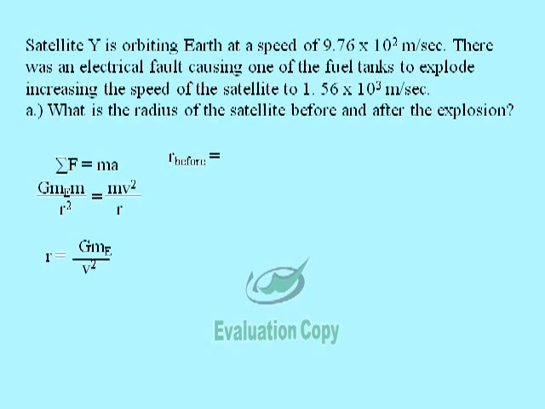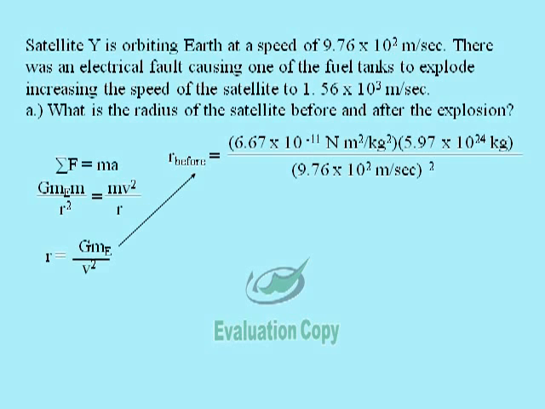Then for the radius before the explosion, you plug in 6.67 times 10 to the negative 11th newton meters squared per kilogram squared for the gravitational constant, and 5.97 times 10 to the 24th kilograms for the mass of the Earth. The velocity before the explosion occurred was 9.76 times 10 to the second meters per second. When you plug everything in, you should get 4.18 times 10 to the 8th meters.